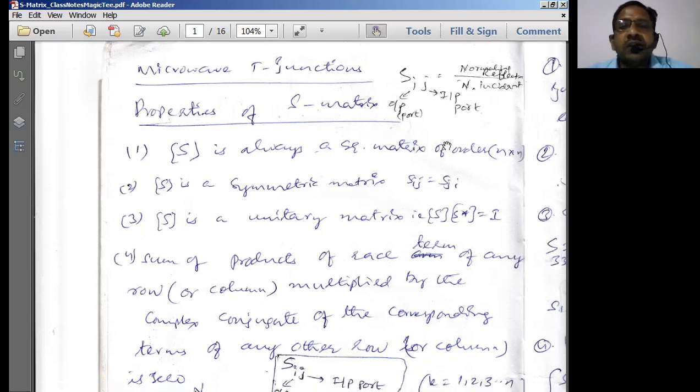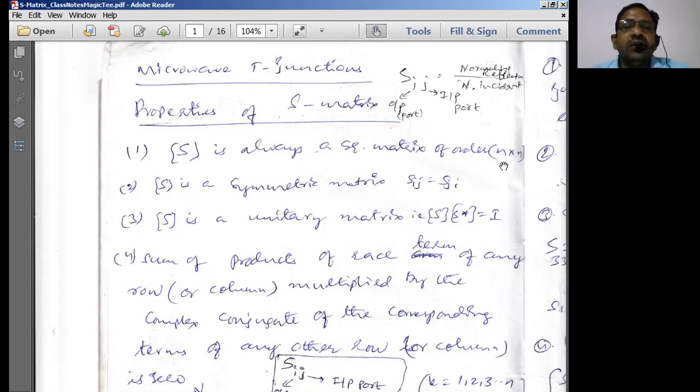Now here, the S matrix is always a square matrix of the order n by n. That means if you have a 3-port device, you're going to have a 3 by 3 matrix. If you have a 4-port device, you're going to have a 4 by 4 matrix. So like that, we have the S matrix as a square matrix of the order n by n.